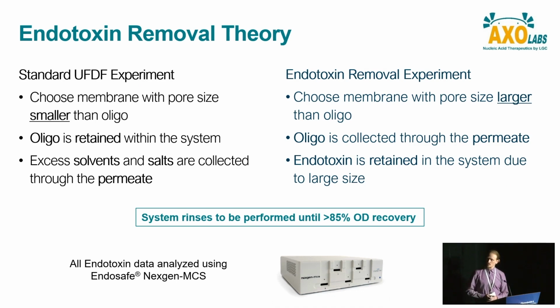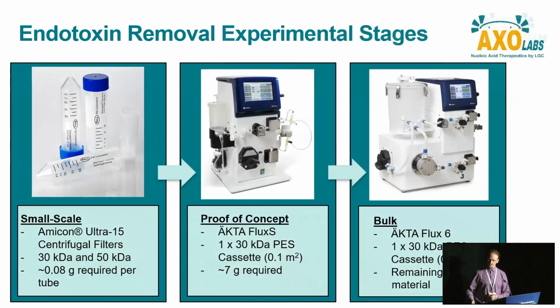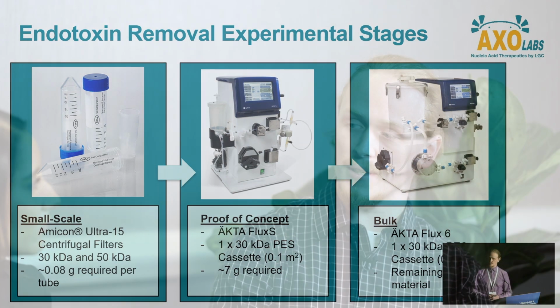So just to highlight here, in all experiments performed, we're using the EndoSafe Next-Gen MCS instrument to measure endotoxin in all of our samples. This work was broken up into 3 stages to demonstrate scalability without unnecessarily wasting material. So we began here with a small-scale study using the Amicon centrifugal filters, testing the permeability of oligos through these filters, both at a 30 and 50 kD membrane. We then moved on to a proof of concept using an Active Flux TFF skid, and then demonstrated this at bulk scale as well, using the larger Active Flux 6 TFF skid.